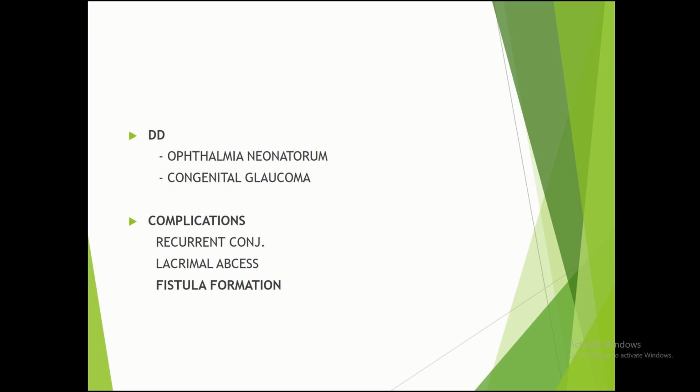The differential diagnosis of congenital dacryocystitis is ophthalmia neonatorum or congenital glaucoma. Ophthalmia neonatorum will be associated with discharge and watering. In congenital glaucoma also, you will have photophobia. The child will not be able to face light. You will have large corneas or megalocornea. The cornea may be steamy or hazy, as well as there will be epiphora, that is reflex watering. So this forms a differential diagnosis. Coming to the complications, you can have recurrent conjunctivitis, lacrimal abscess formation, or fistula formation.